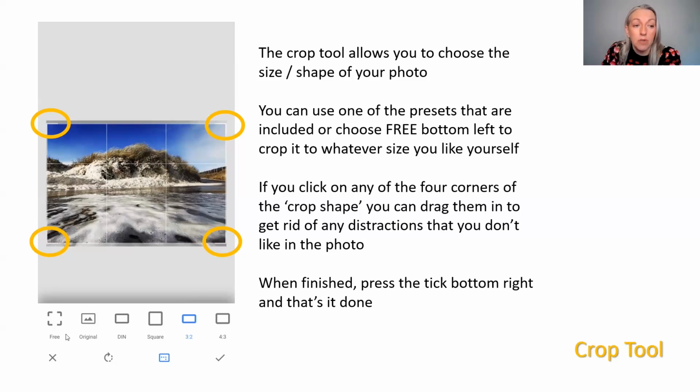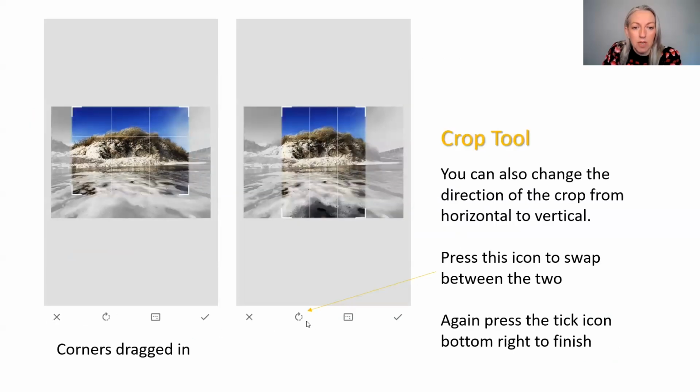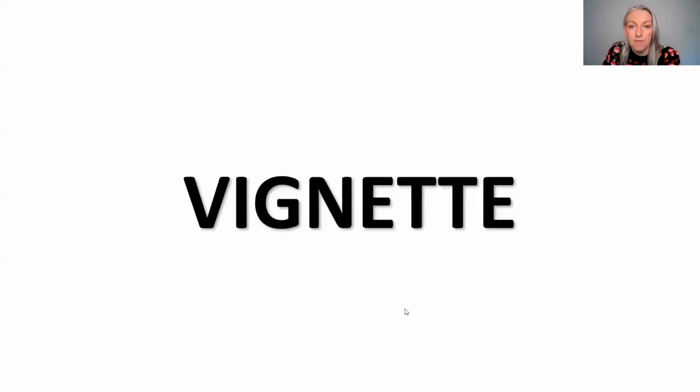Or if you want to press free, free means that you can change the shape completely, where you just drag the corners of the image into whatever shape that you want. And then when you're finished again, press the tick icon. This option here, did you see the wee arrow? You can change the direction of the crop from vertical to horizontal. So say you took a shot initially and it was horizontal, but you wanted to change it to vertical format, go to crop, press the arrow, and then you can change the shape of it to a vertical format.